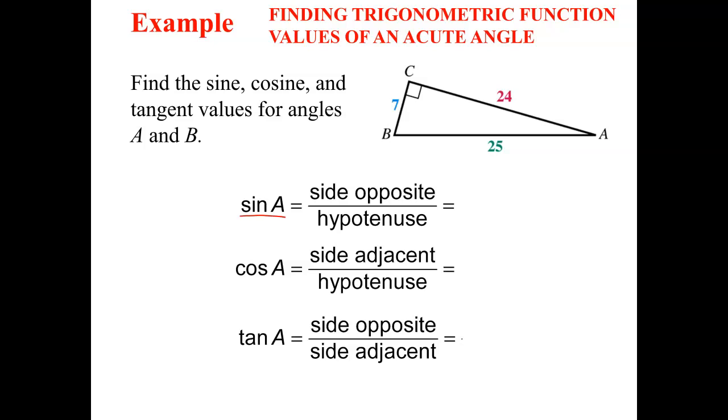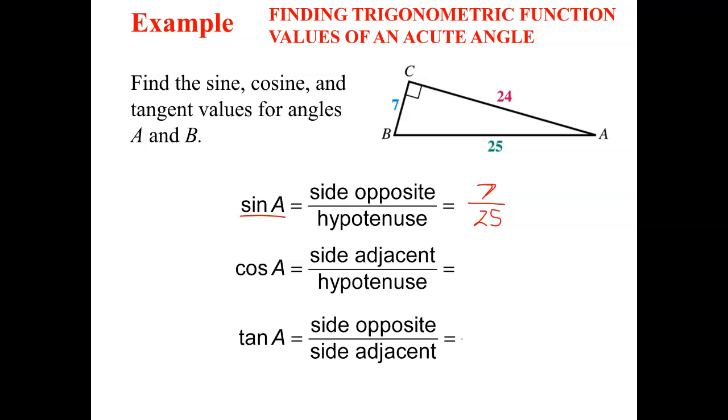So if I want sine of A, what side is opposite of A? 7. 7 is opposite of A. What is the hypotenuse? 25. Now, how do I know, besides the fact that it's bigger, if I didn't have any numbers there, how would I know that that side specifically is the hypotenuse? Opposite the right angle. Okay? So you need to pay really close attention because as we move on, you won't have all three sides. So you need to be aware and cognizant that the hypotenuse is always opposite the right angle.